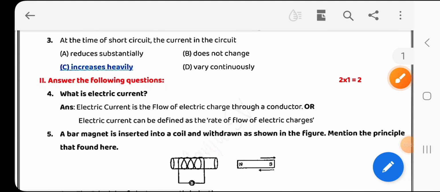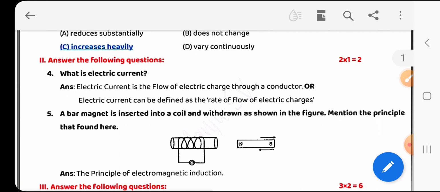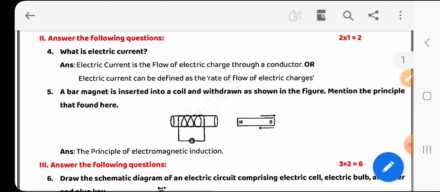Answer the following questions. One more question. What is electrical current? Electric current is the flow of electric charge through a conductor, or electric current can be defined as the rate of flow of electric charges. A bar magnet is inserted into a coil and withdrawn as shown in the figure. Mention the principle found here. So, in this figure, the process is the principle of electromagnetic induction.